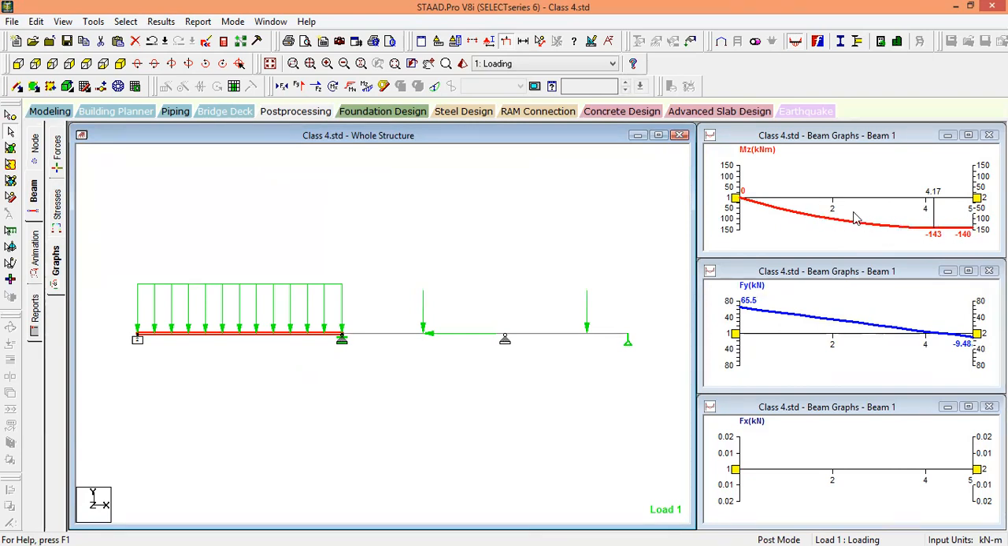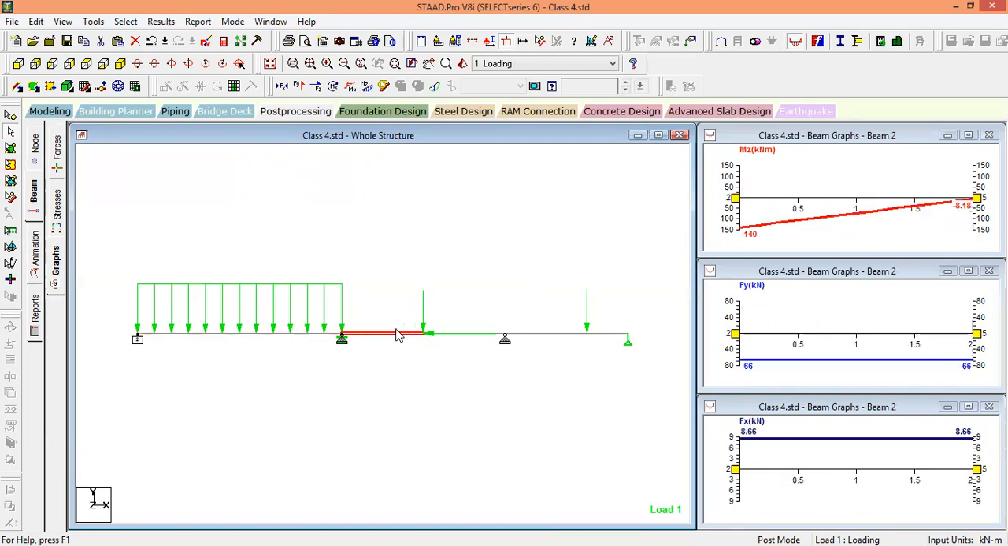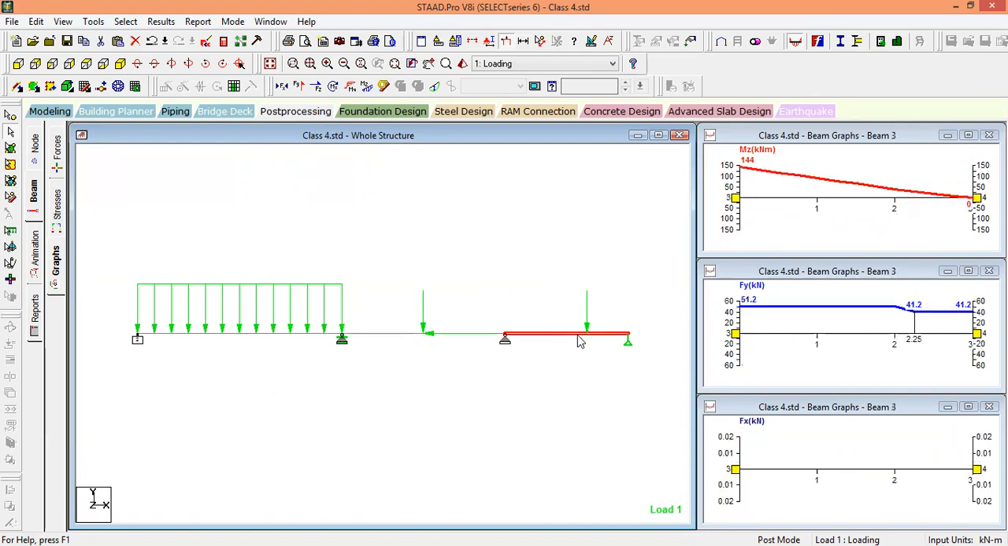Okay, this is for the first beam. This is the bending moment diagram, the shear force diagram, and this is the axial diagram. This is not so important. These two are important. And if you click on another span, you will get the bending moment diagram of that span. Any span you click, automatically this graph changes. This is also one way of representation.